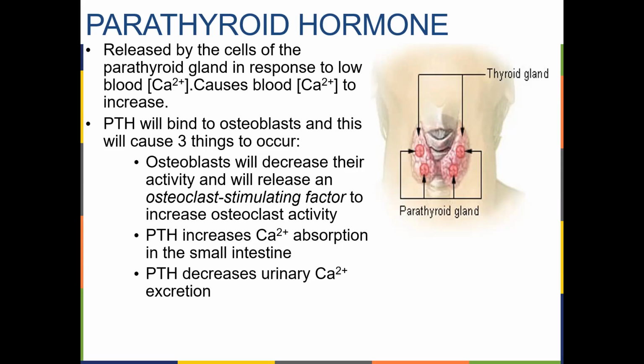So we're breaking down bone using osteoclasts. We are absorbing calcium at greater levels in our small intestine, and we are retaining calcium in our kidneys. And parathyroid hormone drives all three of these activities to raise the calcium levels in our blood. And when the blood calcium levels come back to normal, then we stop making parathyroid hormone.